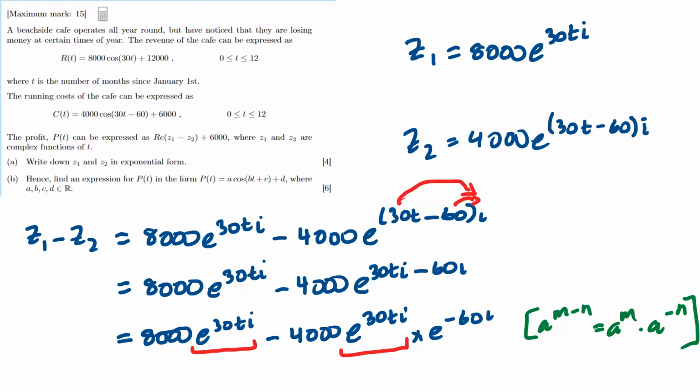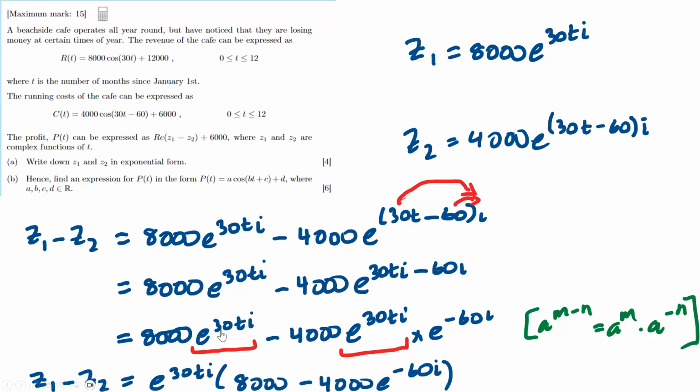Factorize this. We could also notice that we have a factor of 8,000 here and a factor of 4,000. There is also a common factor of 4,000, but we're just ignoring that for the way we're going about this question because we just want to focus on the complex number part. But having identified that common factor, we could now factorize this.